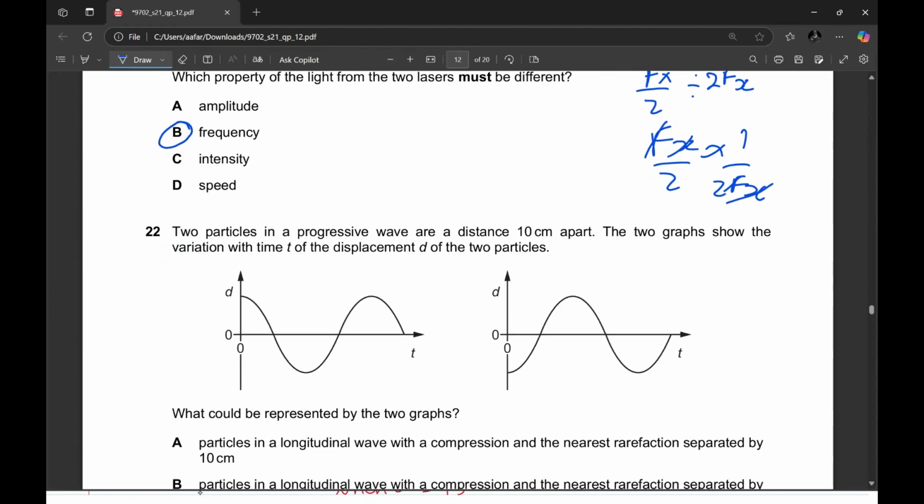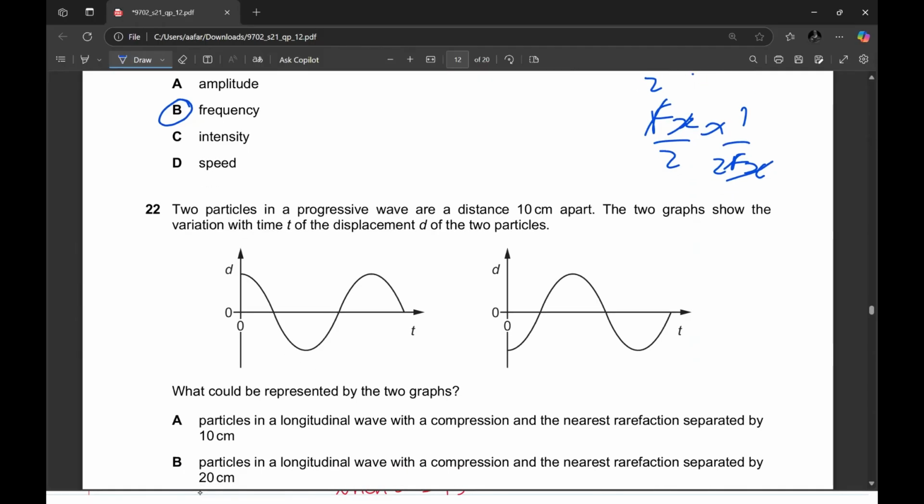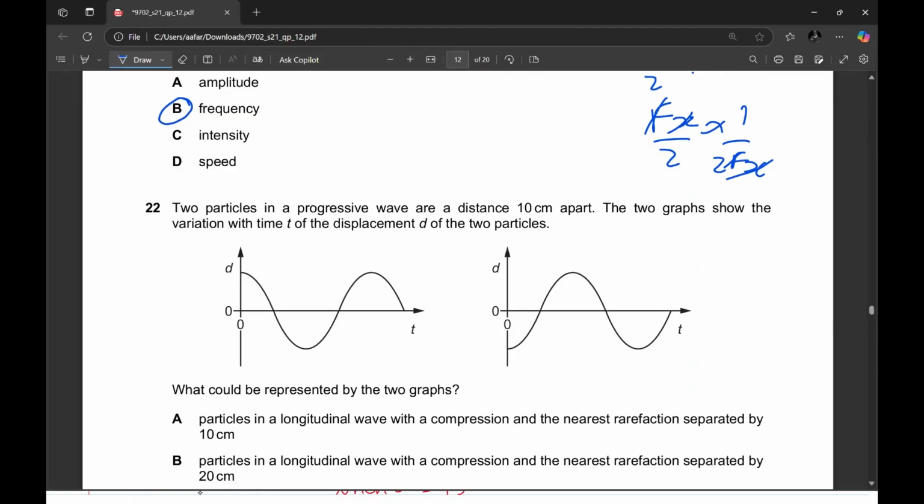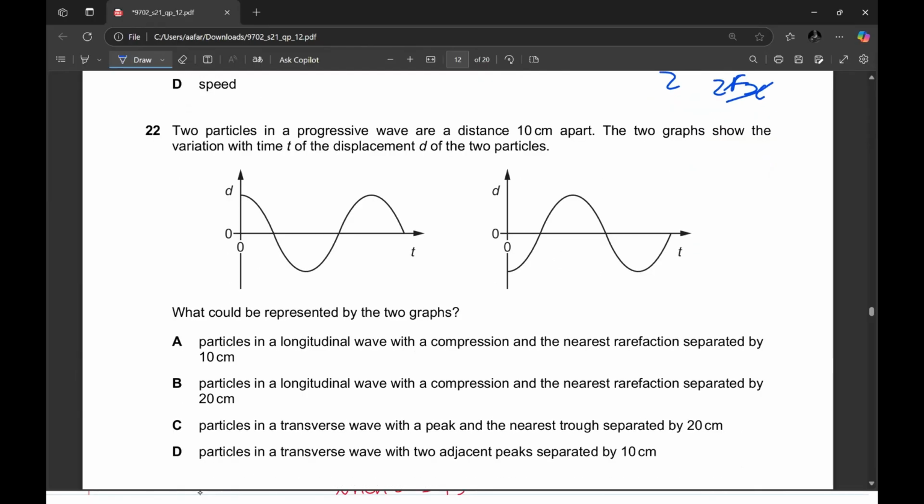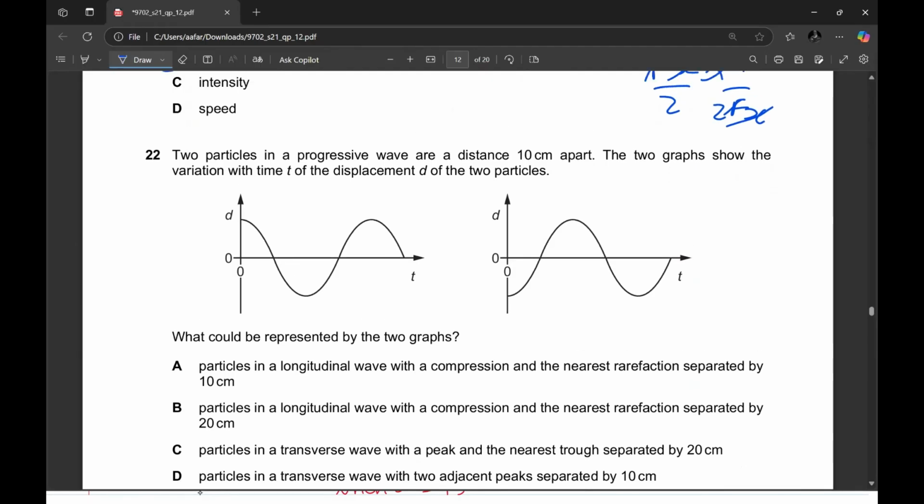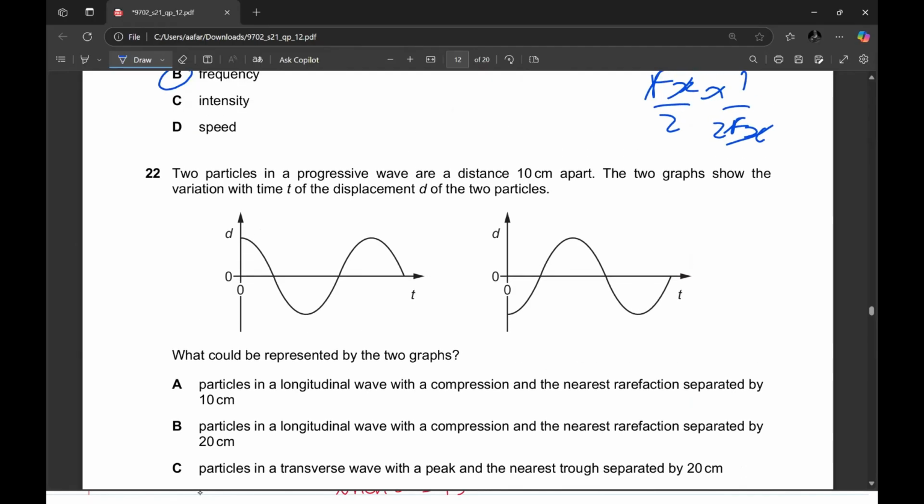Two particles in a progressive wave are a distance of 10 centimeters apart. The two graphs show the variation with time t of the displacement of the two particles. What could be represented by the two graphs? They're 10 centimeters apart, right? So that means this is 5 centimeters, and this is also 5 centimeters.